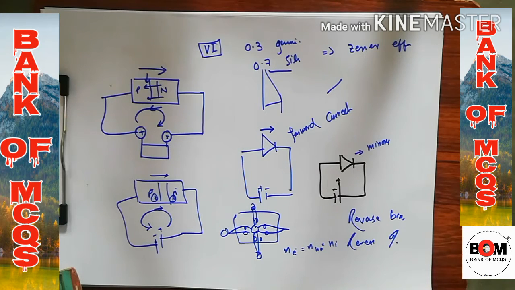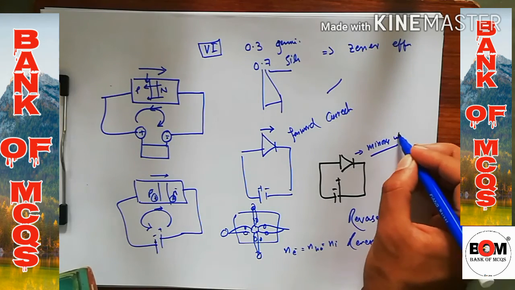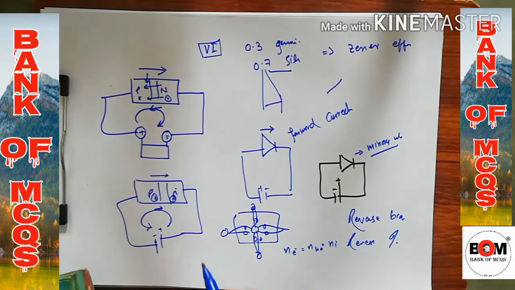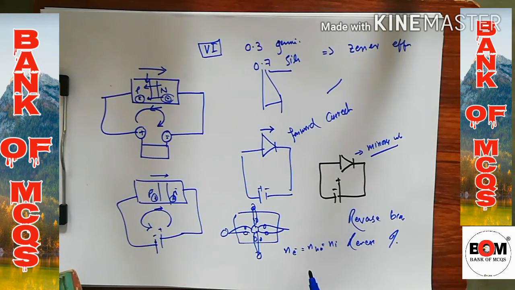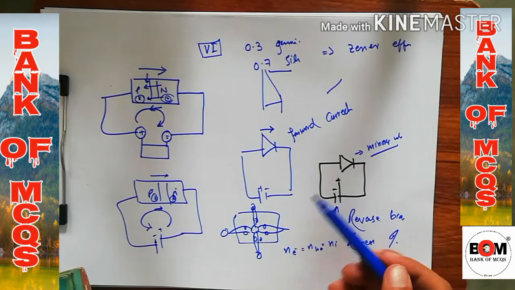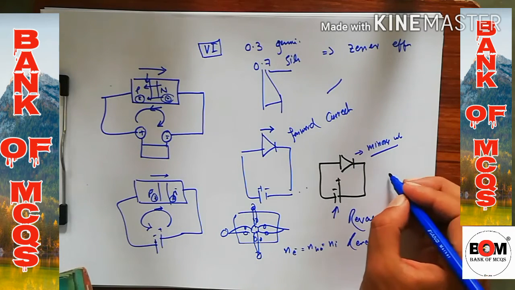Now, if the reverse bias is increased further, minority charge carriers attain high velocity and knock down bound electrons. In reverse bias, the motion is due to minority particles. Here electrons are in the minority and here holes are in the minority. So in reverse bias, the reverse current is due to minority particles. If we increase the reverse bias, the electrons will get much energy, attain high velocity and knock down the bound electrons from the covalent bonds, and the current will increase. This is called the avalanche effect.